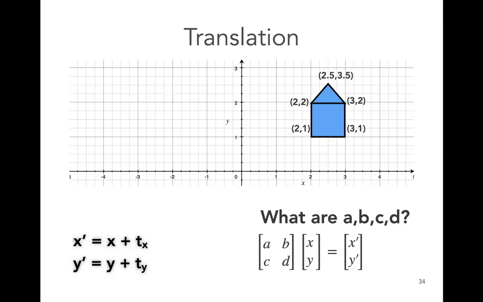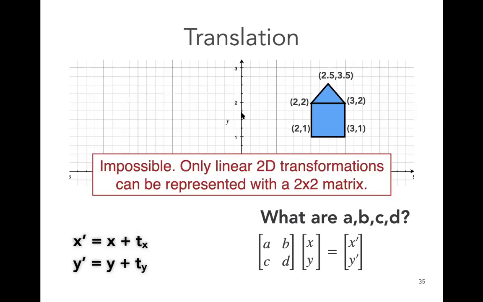For a translation matrix that's going to take x and y to x prime, y prime by multiplying by A, B, C, and D, what can we put in A, B, C, and D to translate x and y? And the answer is that it's a trick question. It can't be done. It's impossible. Only linear 2D transformations can be represented with a 2 by 2 matrix. That doesn't sound convincing, but anything that you try to plug into A, B, C, and D is just not going to be able to work in general.